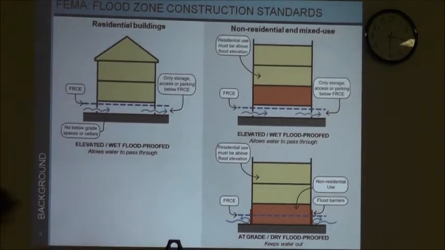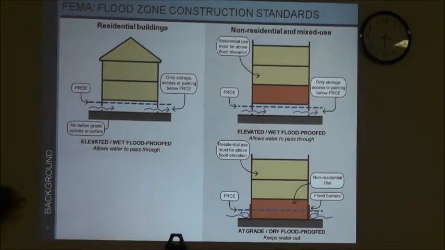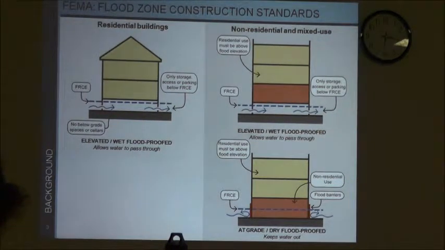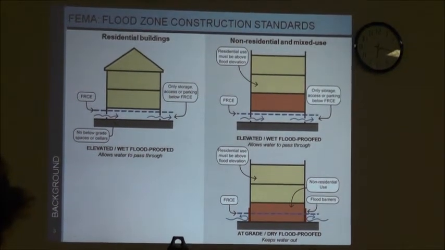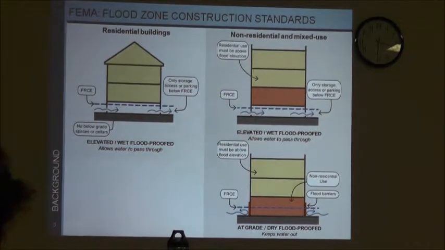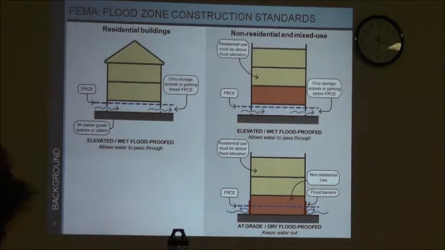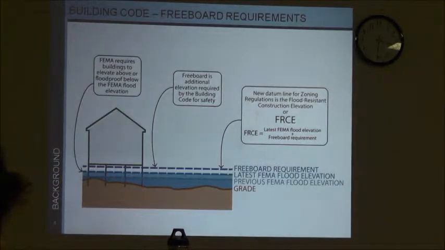Not to go too much into building code, but just to add a little more visuals to it. Most of the homes you're going to be dealing with are on the left side, which are residential buildings. They have no option but to elevate and wet floodproof below what Joe referred to as the design flood elevation. If you have a non-residential or mixed-use building, you have two options: to elevate and wet floodproof, or to dry floodproof. And as Joe mentioned, dry floodproofing can be expensive and require significant engineering.